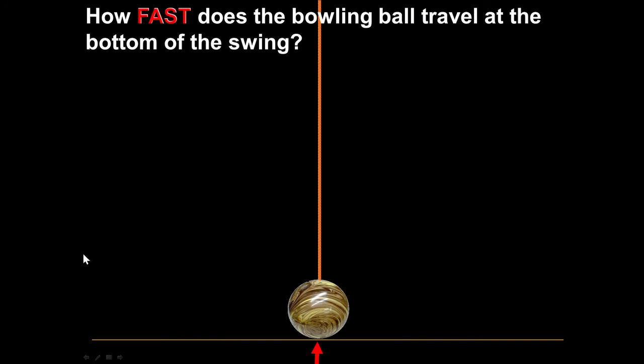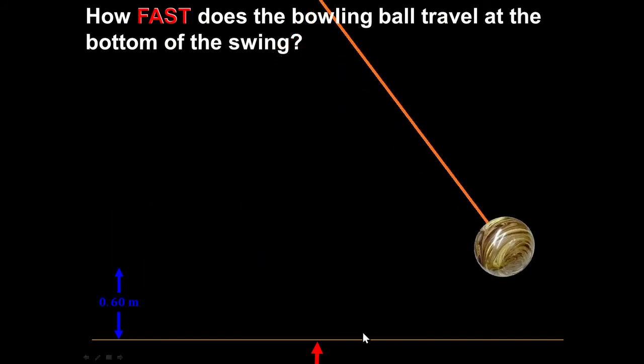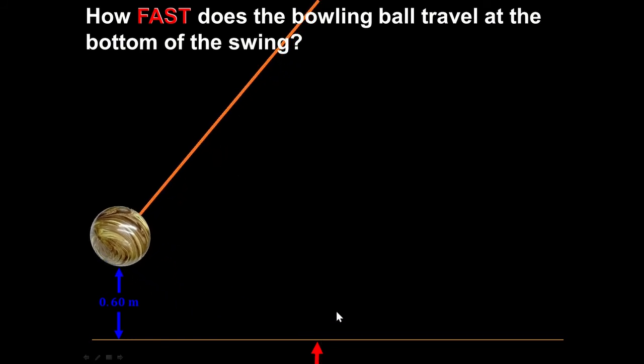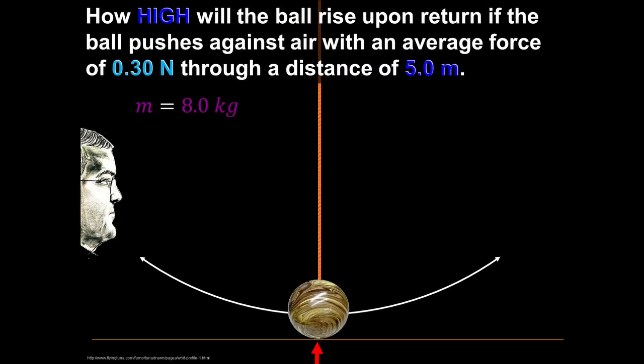All right, let's do this problem with a pendulum swinging back and forth. You pull the ball back like this, and we want to figure out how fast it's traveling right there. It raised up 0.6 meters, and as the ball swings back and forth, it's going up and down, going faster and slower, but the total amount of energy is remaining constant. So how fast is it traveling right there? Just potential energy up here, converted into kinetic energy down there. It's the same problem we've been doing, and about 3.4 meters per second.